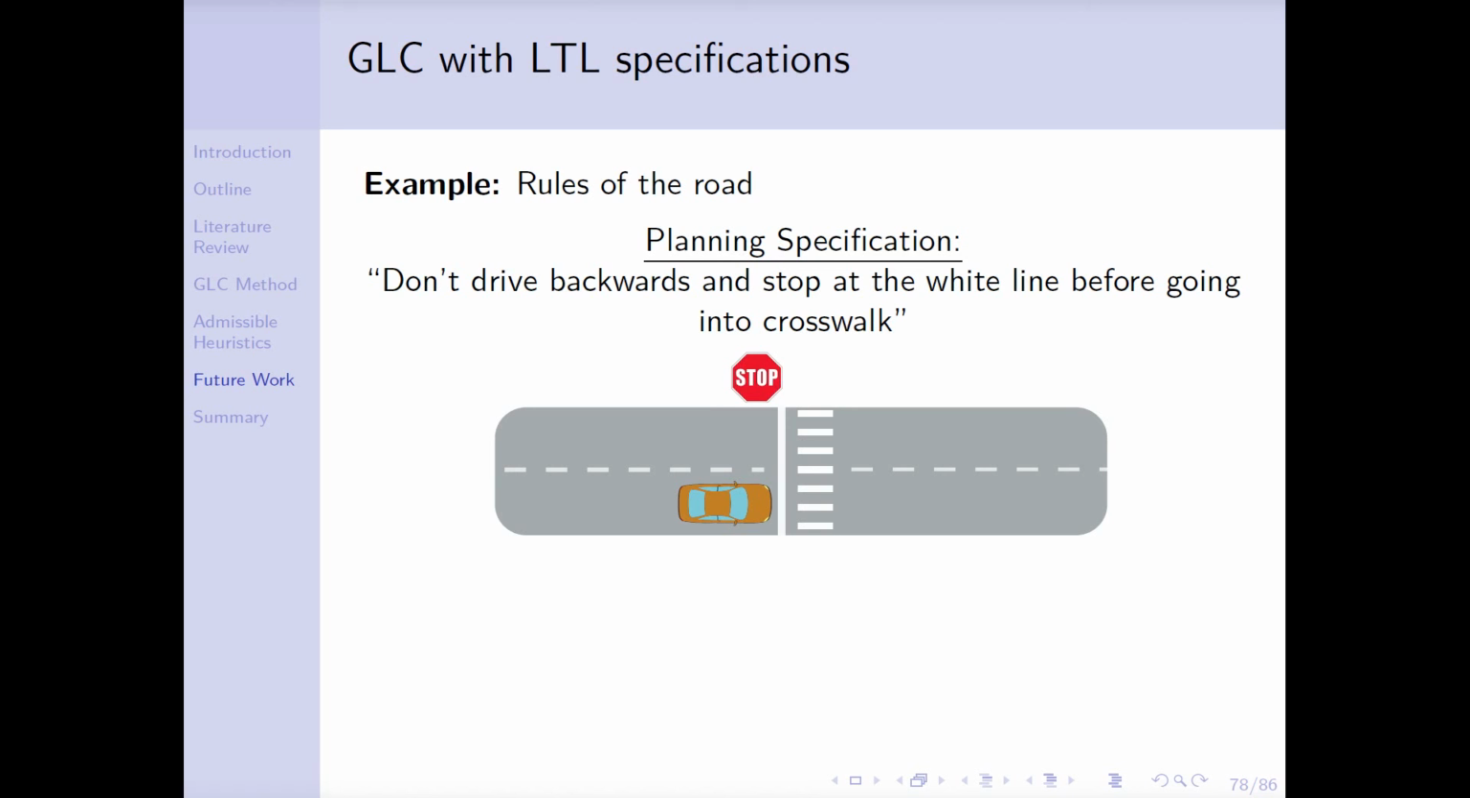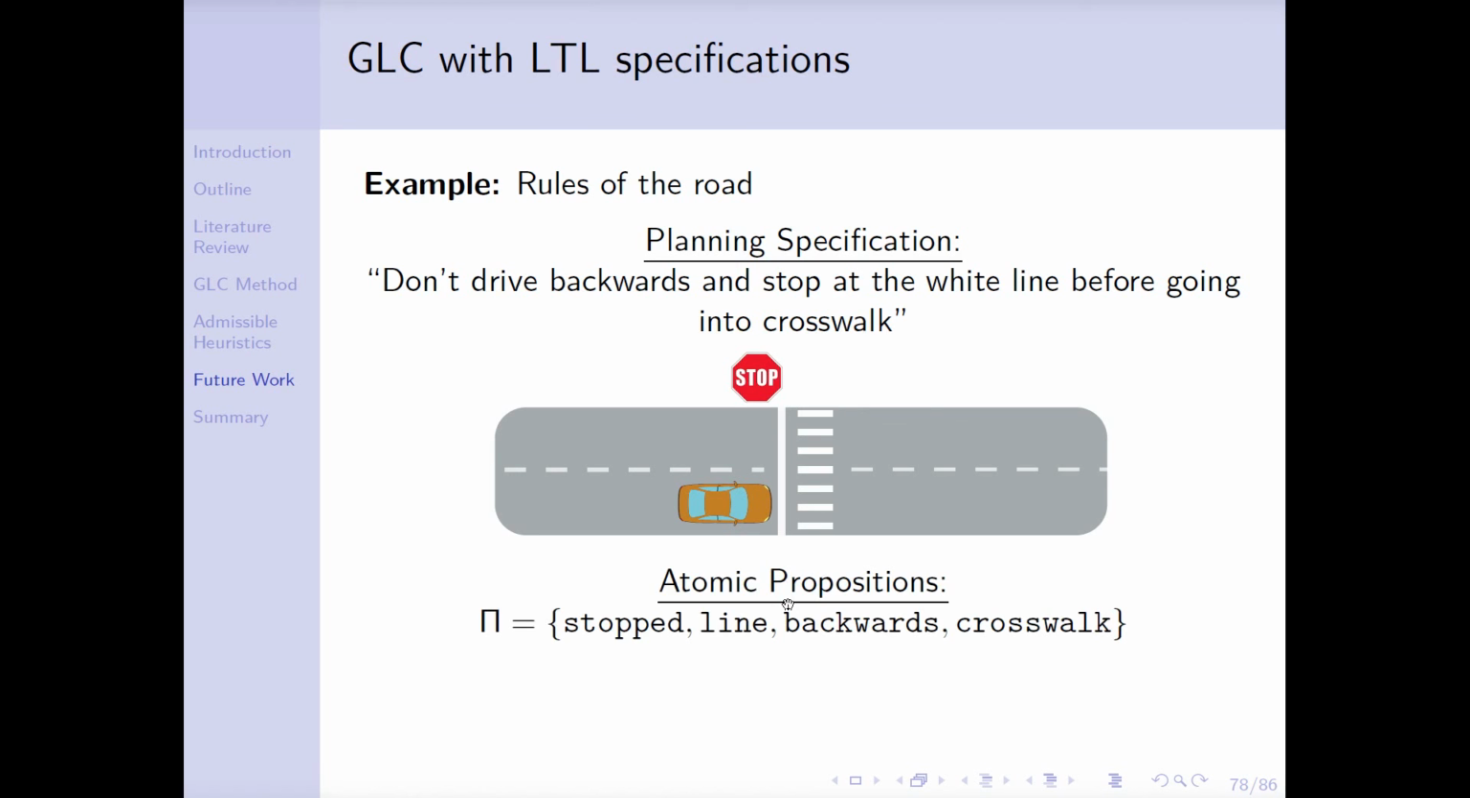Let's look at this example where we have a crosswalk with a stop sign on a one-way road. We want to impose the rule on the motion planner that the car shouldn't drive backwards, in the wrong direction, and it should stop at the white line before going into the crosswalk, among other rules. The first thing we want to do is identify the atomic propositions for this rule. We might say stopped, line, backwards, and crosswalk. And then we'll repurpose the existing collision checking functionality to determine from any particular state of the vehicle whether each of these propositions is true or false.